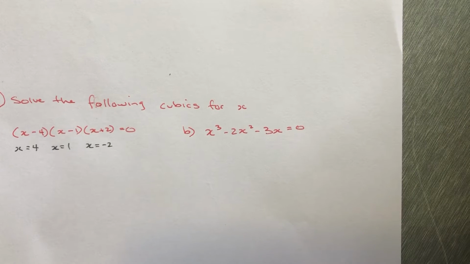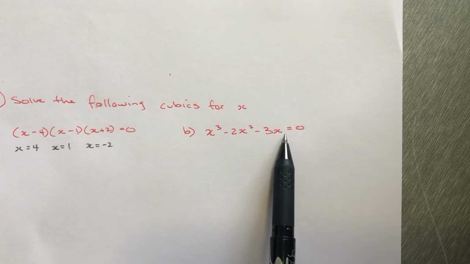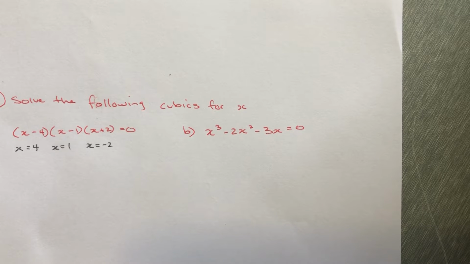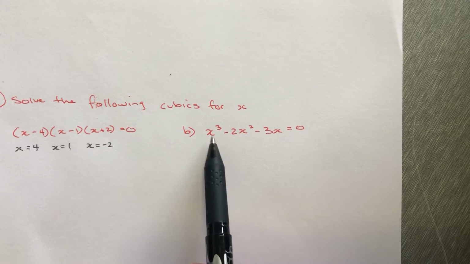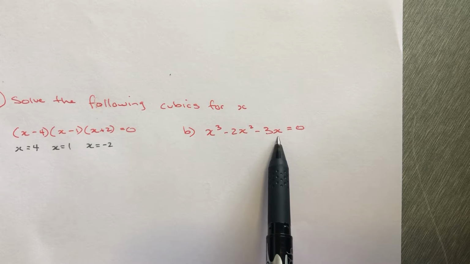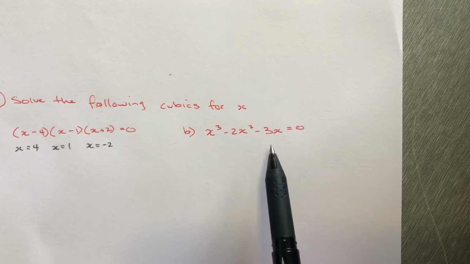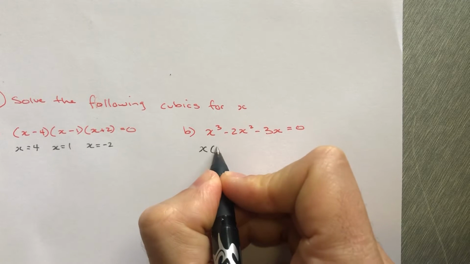Now this one here, what I want you guys to look at before you try to solve for x for any of these is to see if there's anything that's common throughout all terms. If I look at this one here, I can see there's an x here, and there's an x here as well. So I can actually take x out as a factor, and that's going to make it a bit easier for me. So if I take that x out, we're going to have this.